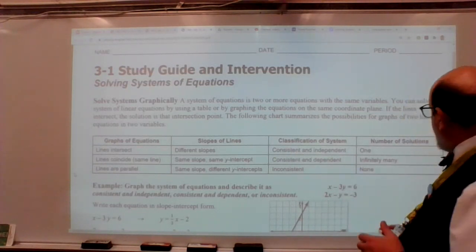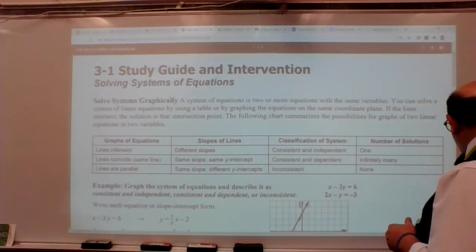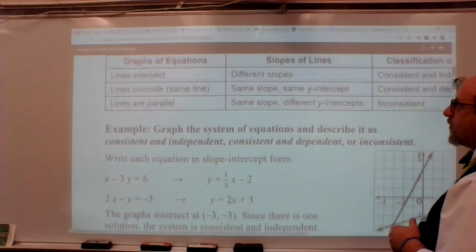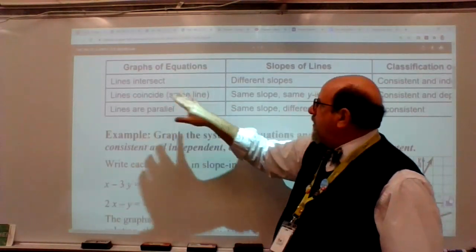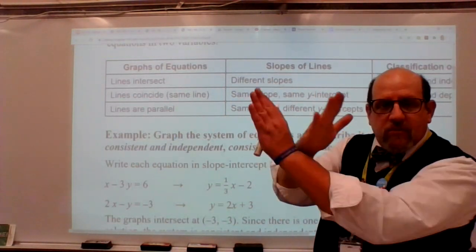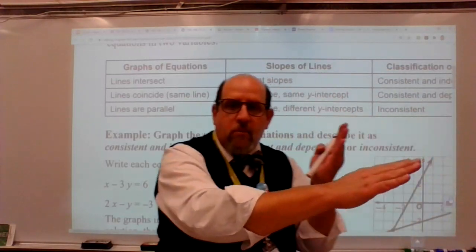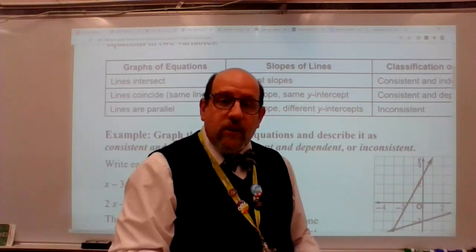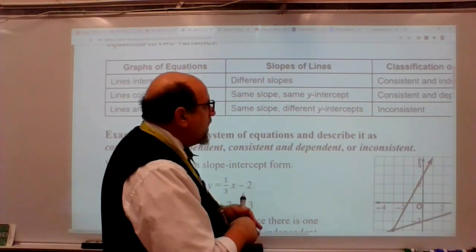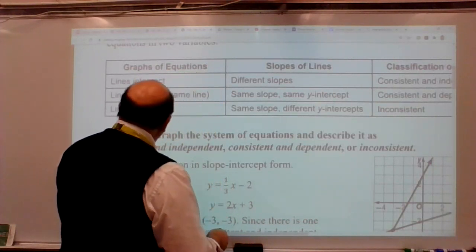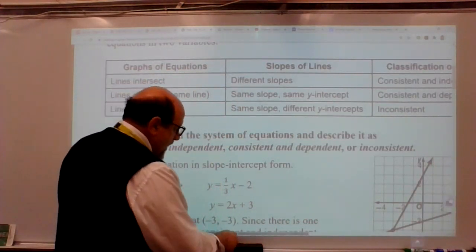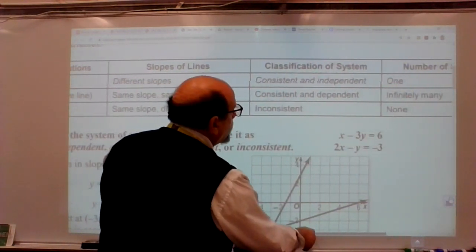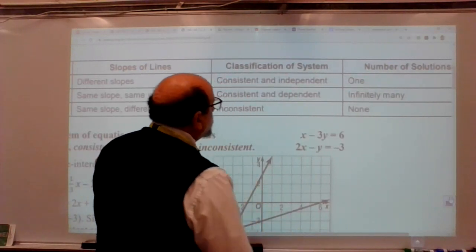So if lines intersect, I'm going to blow this up just a little bit so you can see it. So if the lines intersect, that means they have different slopes. It means they've been going at different rates. They could both be going up, but one goes up at a steeper rate than the other one. Or they could be going down and one goes down at a steeper rate, or one up and one down. They have different slopes and they have weird classifications and weird numbers of solutions, right?